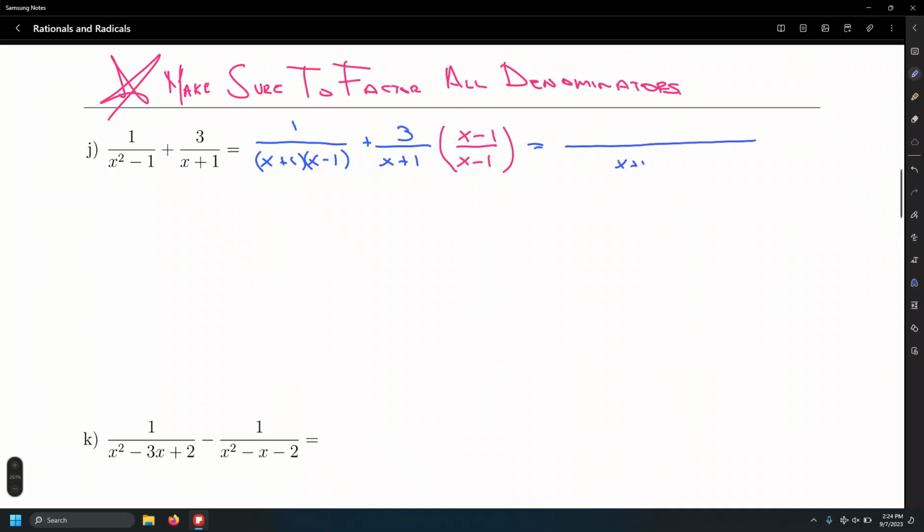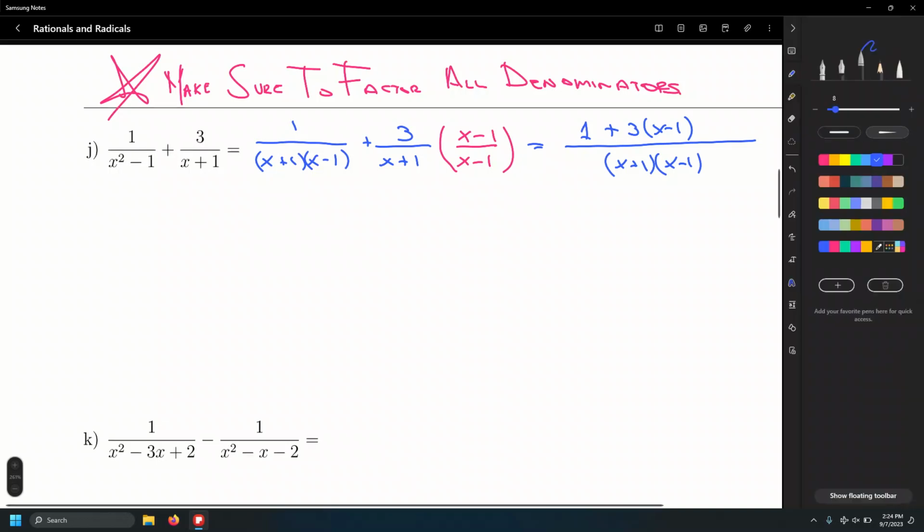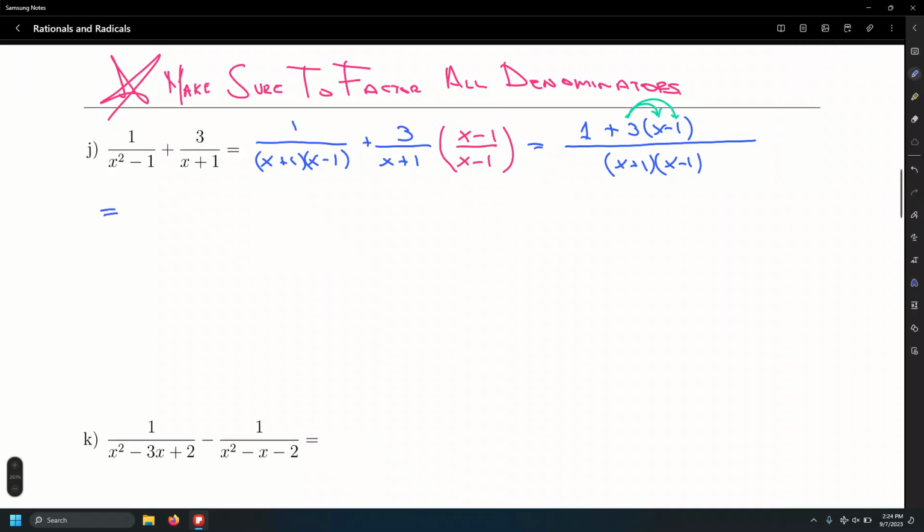Big fraction, that's x plus 1, x minus 1. And then in this case, we just have 1 plus 3 times the parentheses, 3 times x minus 1. Once we get to writing one single fraction with a common denominator, just distribute and focus on the operations in the numerator. So 1 minus 3 equals 3x plus, no, minus 2, right? Minus 2, divided by x plus 1 times x minus 1.